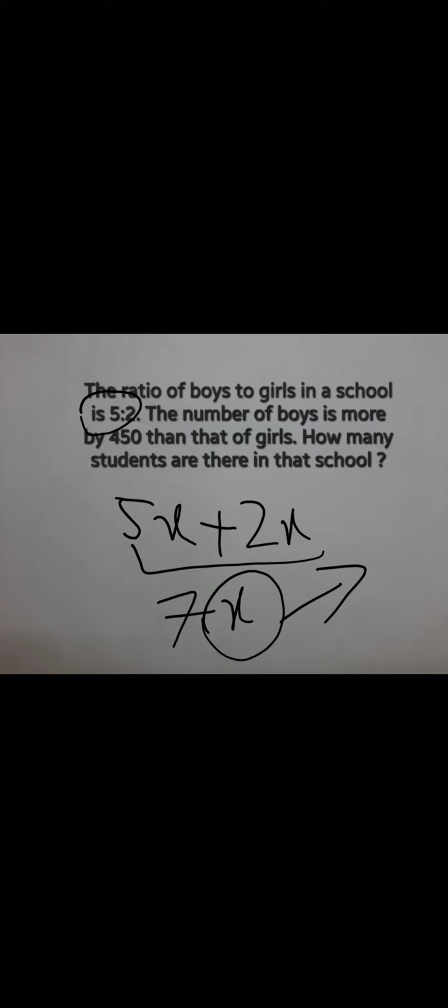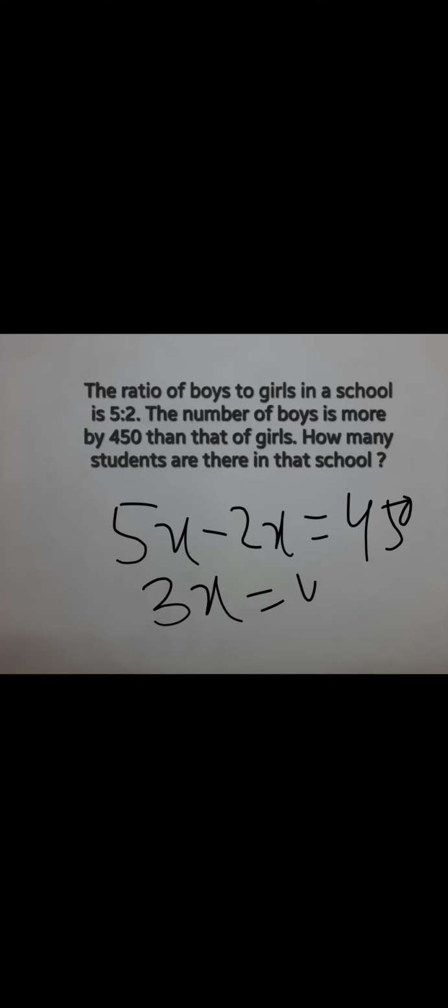The number of boys is more by 450 than that of girls. So let's make the equation, that is 5x minus 2x equal to 450. So the difference is 3x equal to 450. The value of x that comes out from this equation is 150.